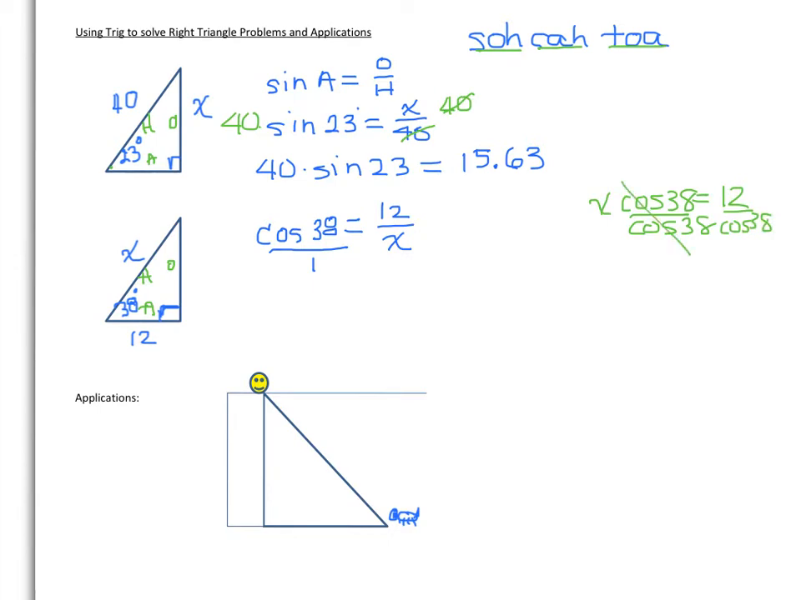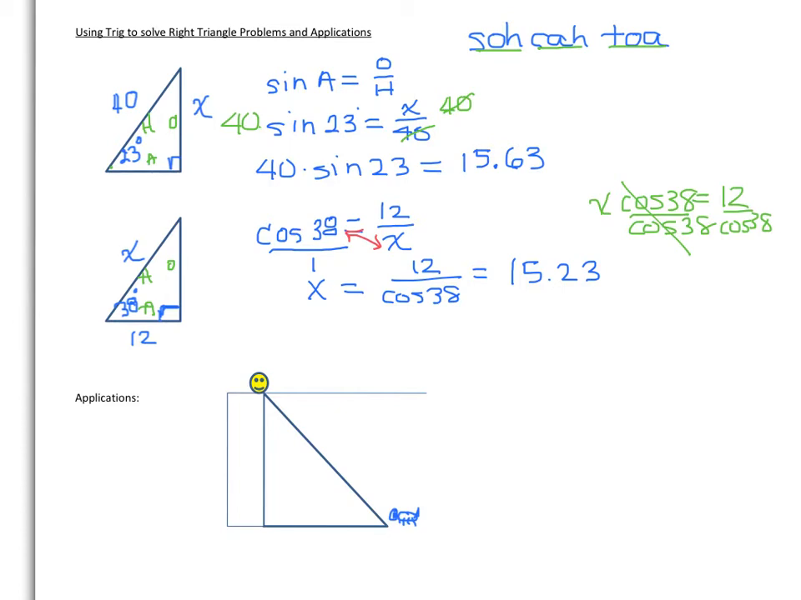So when you have your unknown in the denominator, the short way is just to notice that these two are going to switch positions. So you will end up with x equals 12 divided by cosine 38. So when your unknown is in the denominator, it turns into a division problem. And you should then get 15.23. Okay, so that's how you set up your problems when you have an unknown side.